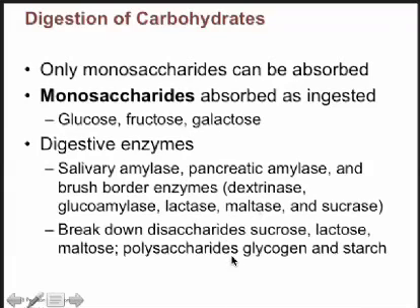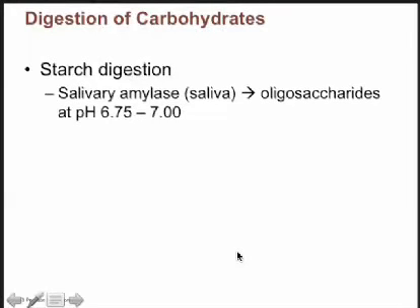So unless these larger saccharides, these disaccharides and polysaccharides, are broken down into monomers, we're not going to be able to realize the fuel benefit from them. They'll remain in the lumen of the intestine. So let's start with starch digestion. It begins in the oral cavity. Salivary amylase breaks oligosaccharides into smaller components.